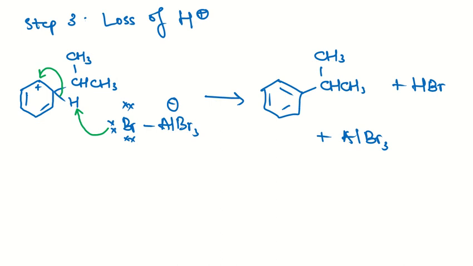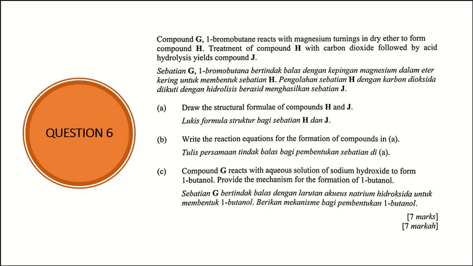Next, move on to question number 6. Question number 6. Compound G, 1-bromobutane, reacts with magnesium turnings in dry ether to form compound H. Treatment of compound H with carbon dioxide followed by acid hydrolysis yields compound G.